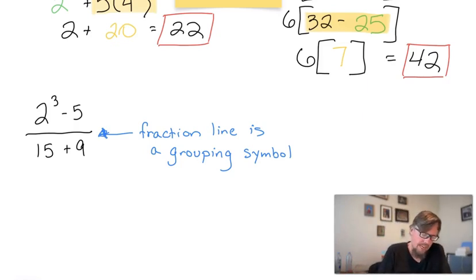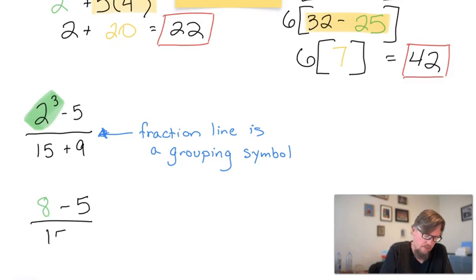So looking at the numerator, the first thing I see in the numerator that we can do is this 2 cubed. And 2 cubed is going to give us 8. So we're going to have 8 minus 5 in the numerator over 15 plus 9. And then the last thing we have in the numerator is the 8 minus 5. So let's go ahead and do that. 8 minus 5 is going to give us 3. So we'll have 3 on top. And on the bottom, we have 15 plus 9.